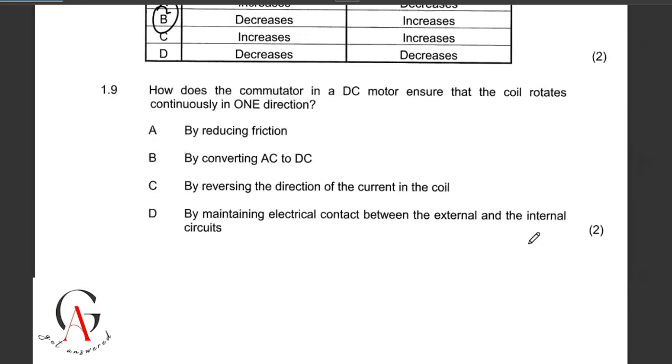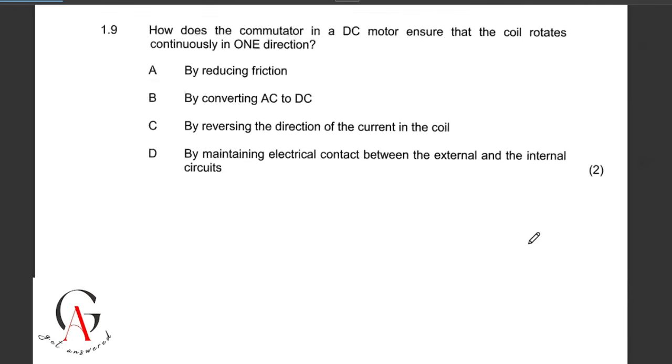Okay. And then 1.9, how does the commutator in a DC motor ensure that the coil rotates continuously in one direction? So this happens by reversing the direction of the current in the coil.